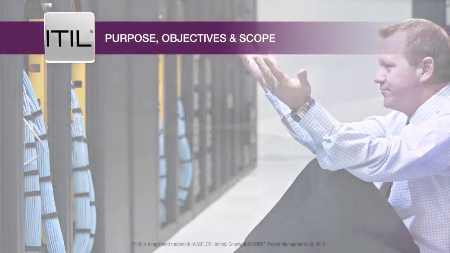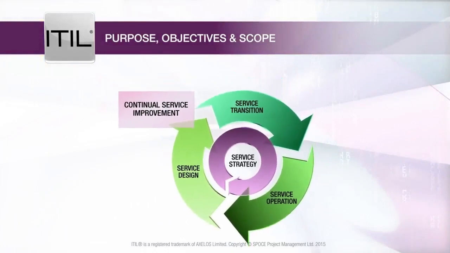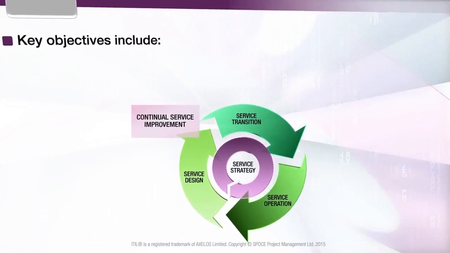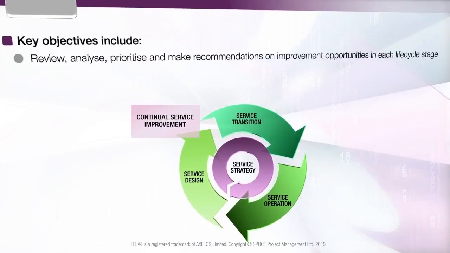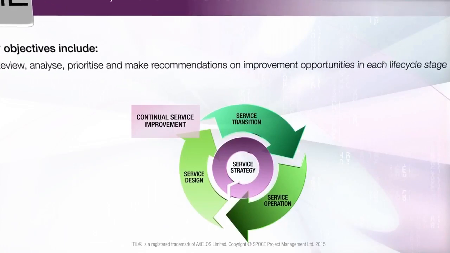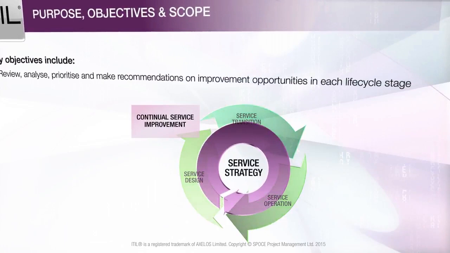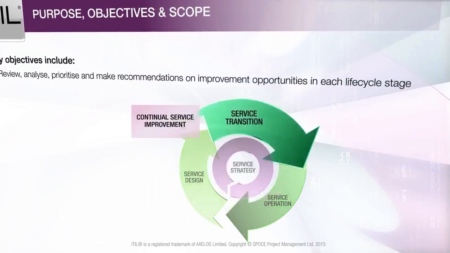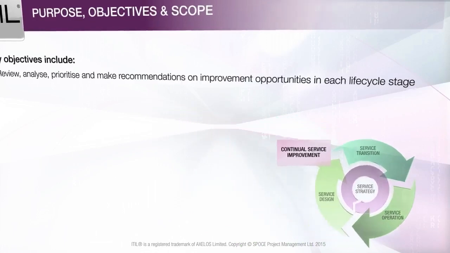outcome should be. As continual service improvement has a service-wide brief, the objectives cover the following: review, analyse, prioritise and make recommendations on improvement opportunities in each life cycle stage. Service strategy, service design, service transition, service operation, and continual service improvement itself.